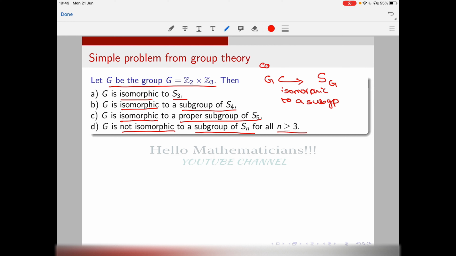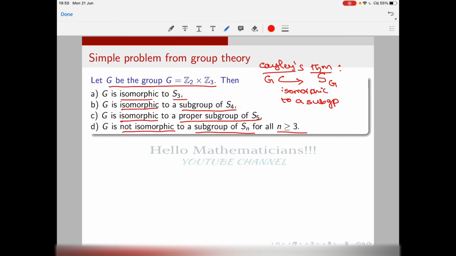So please look at the proof of Cayley's theorem, or just look at the statement at least. Now we solve this problem step by step. First we understand the group G.